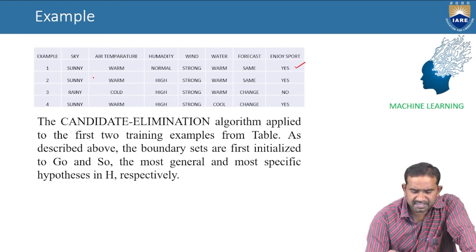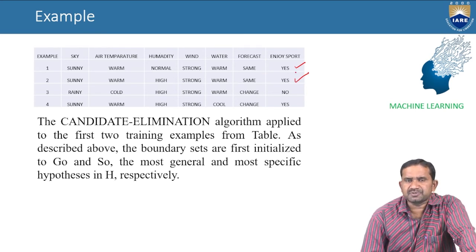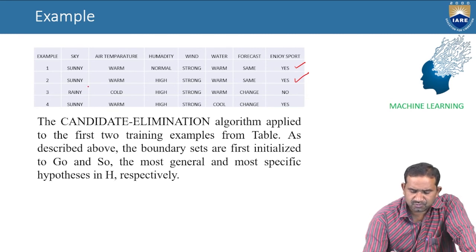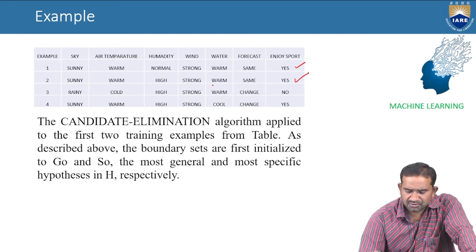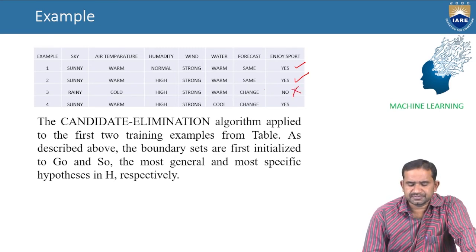Second day: sunny, warm, high, strong, warm, same. Second is also enjoy the water sport, means yes. And the third day: rainy, cold, high, strong, warm, change. It also means no, means it is not enjoy the water sport.